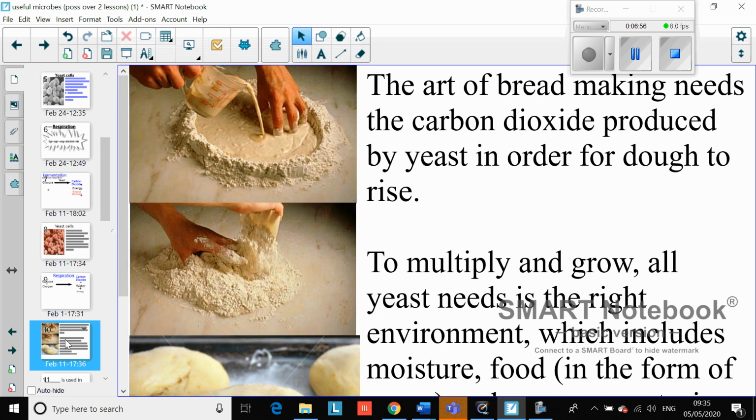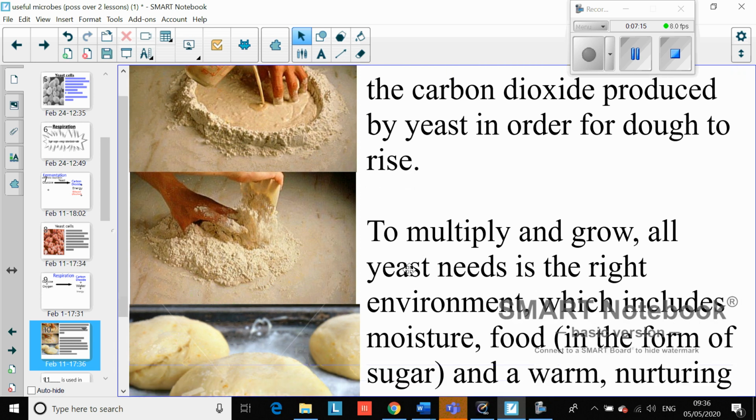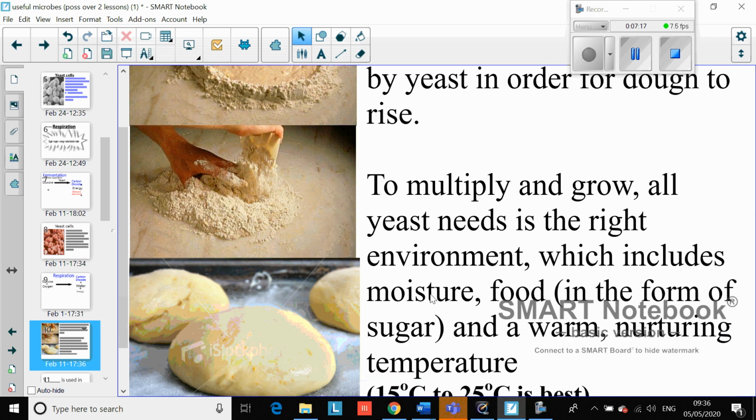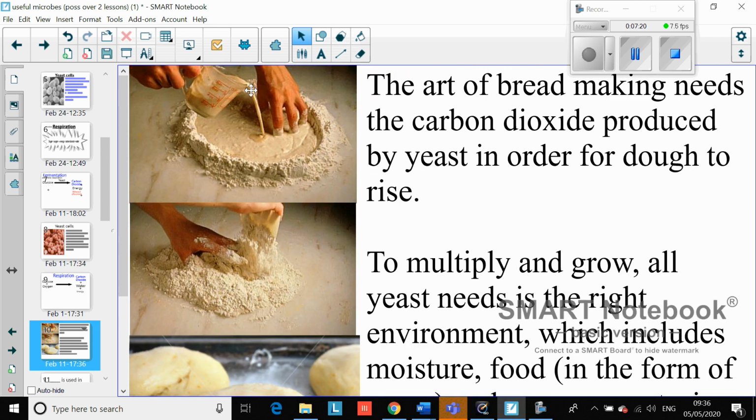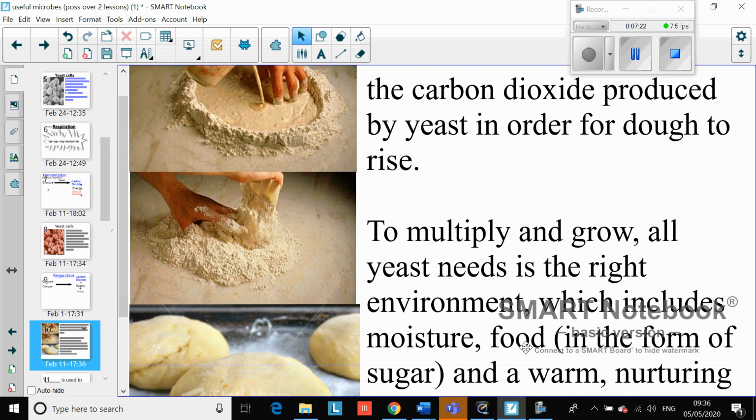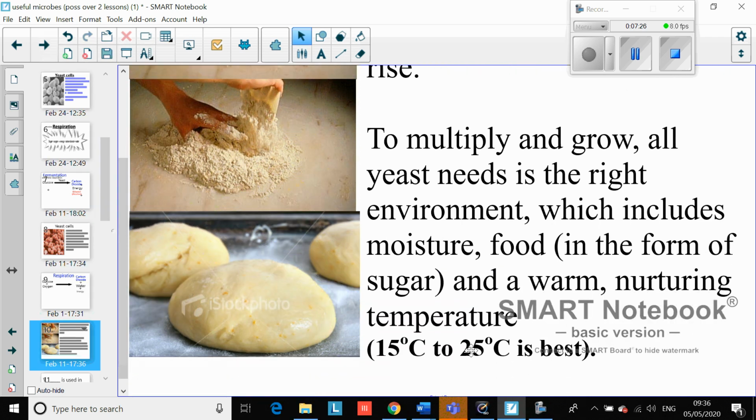So while in lockdown, I know some of you have started taking up baking and making your own bread. How does this work? So firstly, the carbon dioxide produced by the yeast makes the dough rise. What you do is you have flour, there's your form of sugar. You add the yeast and a bit of water. To multiply and grow, all yeast needs is the right environment, which includes moisture, so a bit of water. You can see someone adding some water there. Food in the form of sugar, the actual flour, and a warm, nurturing environment.